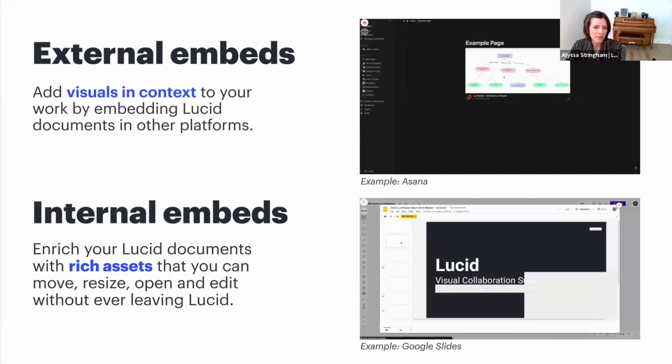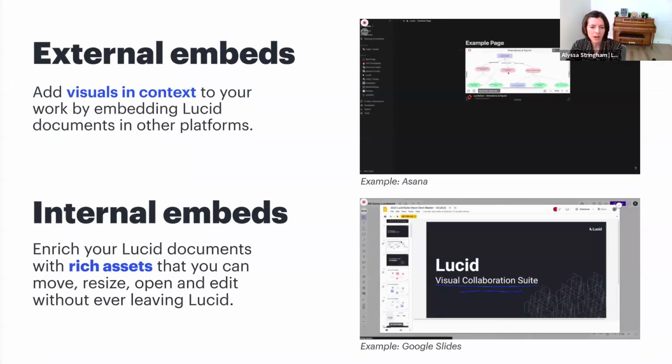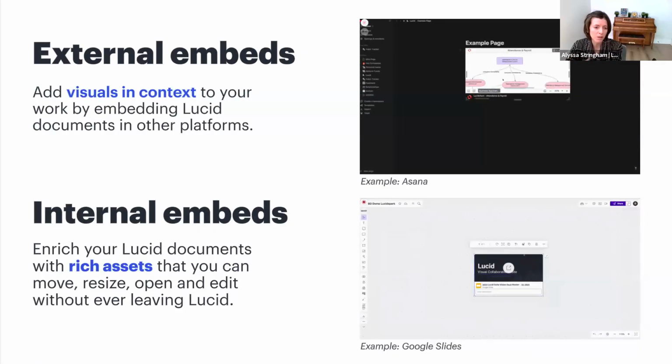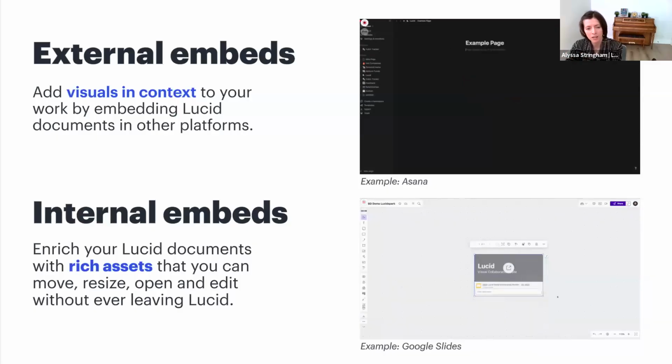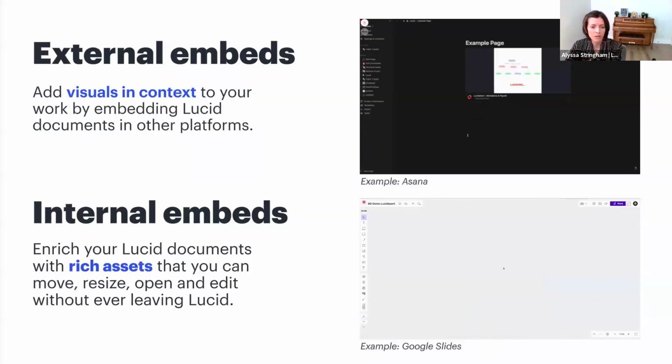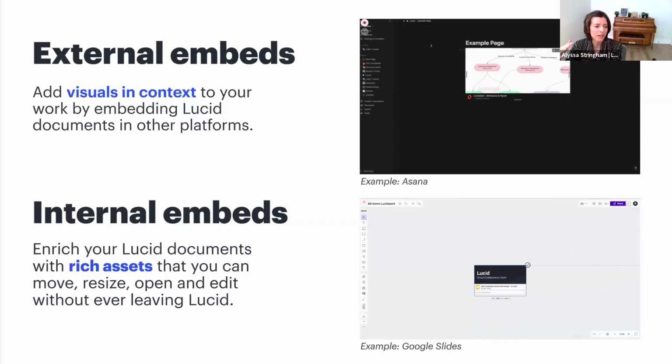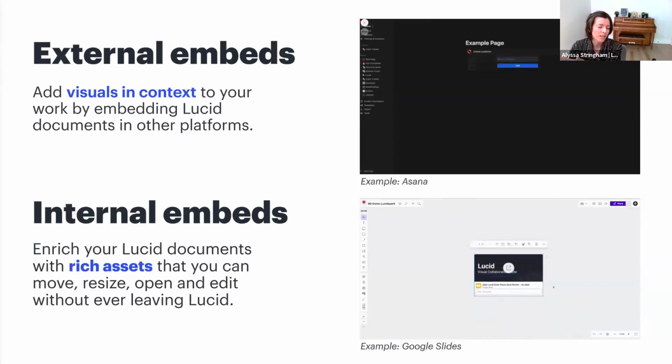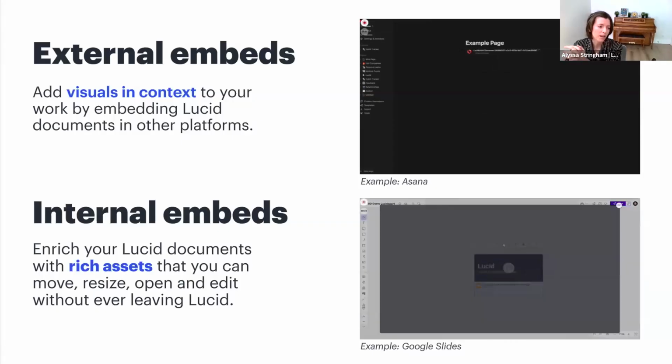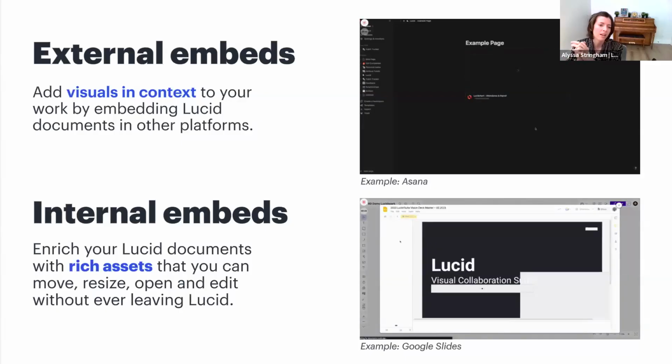First off, we have a few types of embeds. You can embed Lucid documents in whatever tools you use. MS Teams, Confluence, and Jira are supported, as well as many others. And you can also go the other way and embed rich visuals into your Lucid documents directly. So you could have Google Docs, Microsoft Office, Confluence articles, all embedded live, as well as any other types of rich visuals that you want to include. Those types of builds are supported today.